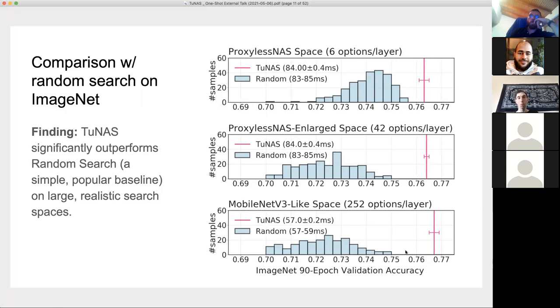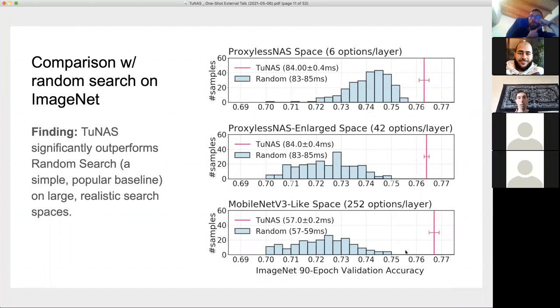We started out with a reproduction of an existing, widely used search space called ProxylessNAS, where we already actually see a gap between what search algorithms with weight sharing can deliver and what we can get with random search. And then we further push this to two much larger search spaces that we used to evaluate the robustness of our algorithm and to really stress test the algorithm in much more challenging problems.